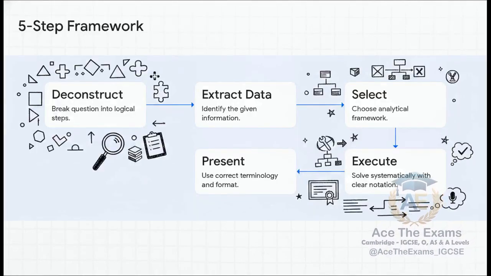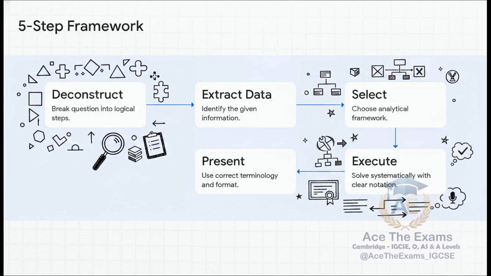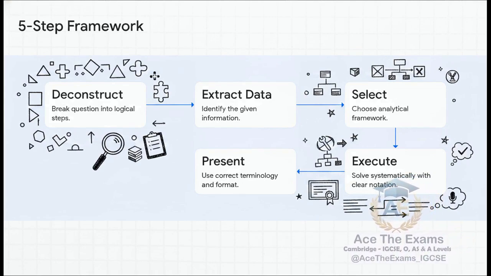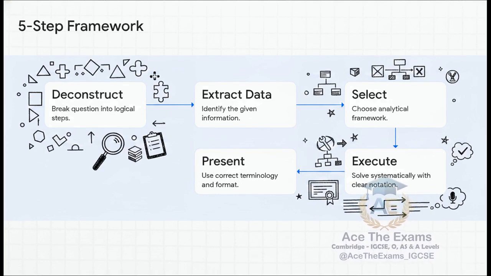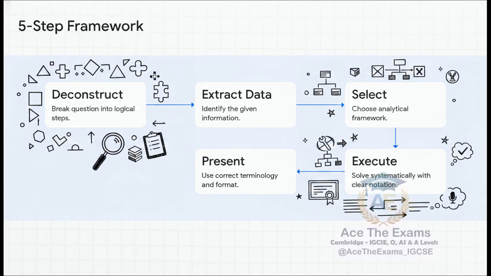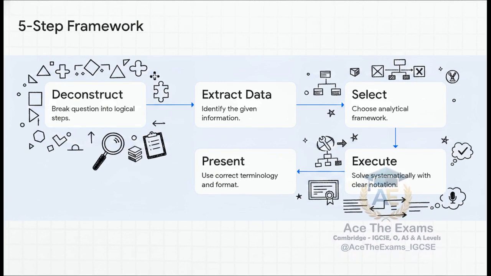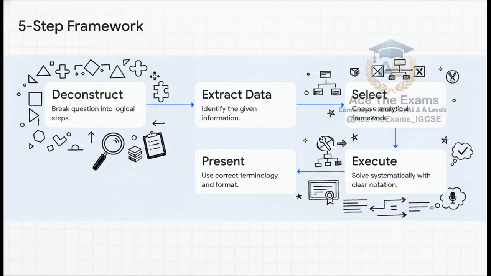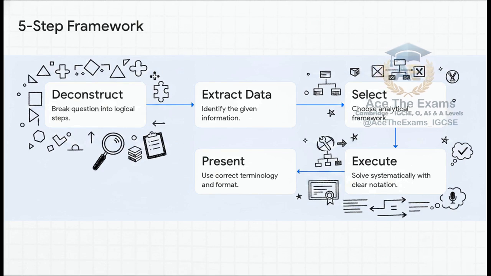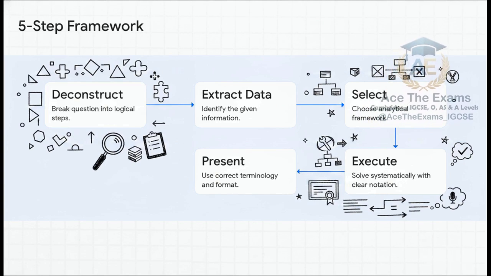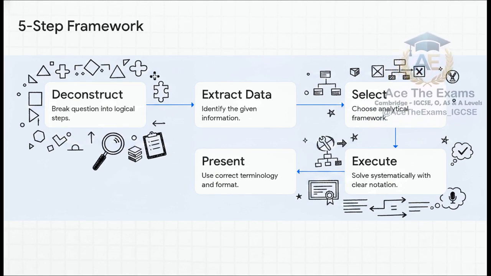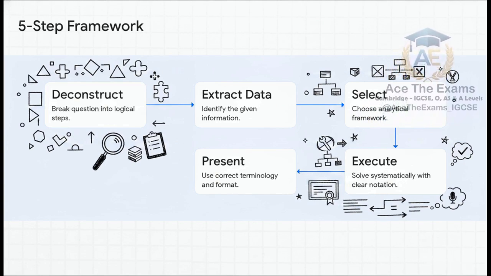So, to lock in those method marks, you're going to want to use this 5-step standard pipeline. It's a real game changer. First, deconstruct the question. Second, extract your relevant data, like those initial register values. Third, select your analytical framework. Fourth, execute it with crystal clear notation, meaning fill out that trace table systematically. And finally, step 5, present everything using the correct terminology. Master this deconstruct, solve, evaluate loop, and it basically becomes your exam safety net.